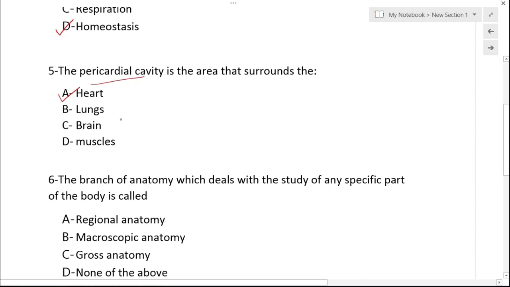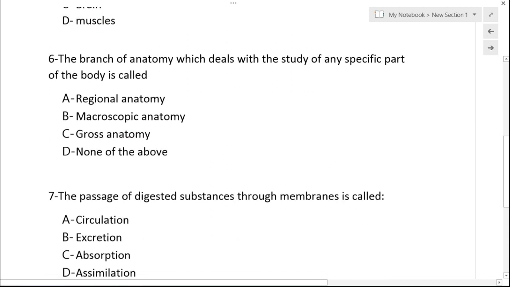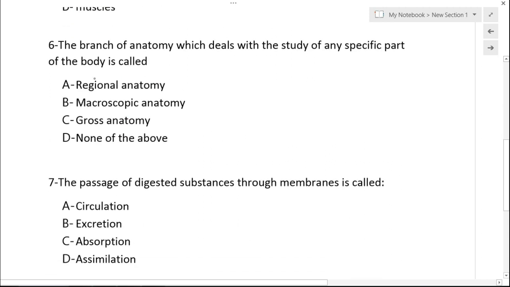Okay. Now we are moving to the next question, question number 6. The branch of anatomy which deals with the study of any specific part of the body. It says about the specific part of the body. Options are option A regional anatomy, option B macroscopic anatomy, option C gross, option D none of the above. Correct answer is specific part, so it is option A regional anatomy.